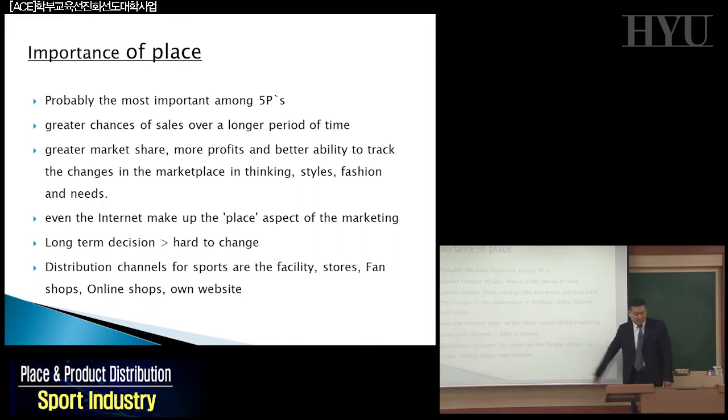Even the internet makes up part of the price aspect of marketing, right? That sentence means you are thinking about the online marketplace. In the 2000s the internet industry developed a lot, so we have to think about the online marketplace, not just the stadium facility. The long-term decisions and distribution channels for sports are the facility, stores, fan shops, online shops, and the official homepage, the official website. Everything will be included in the price concept, okay?